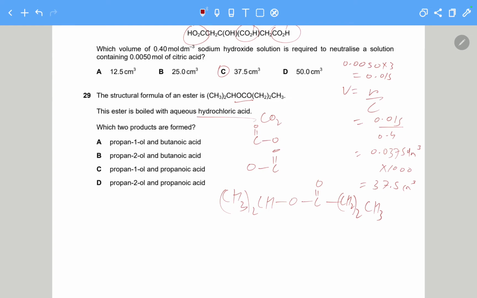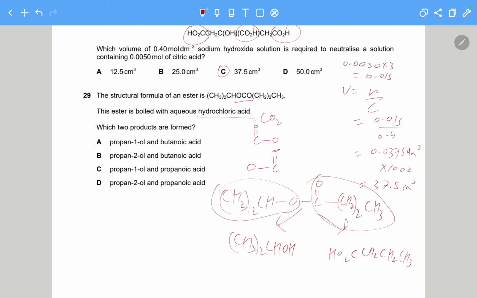Now this should immediately strike your mind that this is a hydrolysis reaction in which we break the ester back into its alcohol and its carboxylic acid components. So the alcohol will be this part, which is (CH3)2CHOH, and the carboxylic acid is this part, which is HO2C, CH2, CH3. So this is the product, and now we'll start reading the options, having all of the information in our hands.